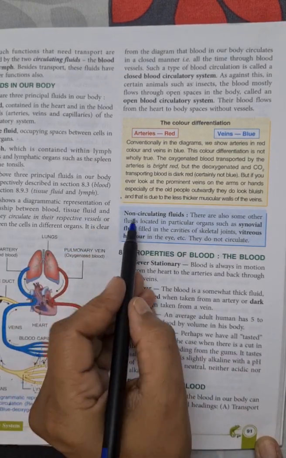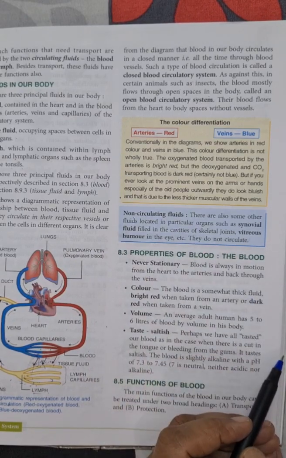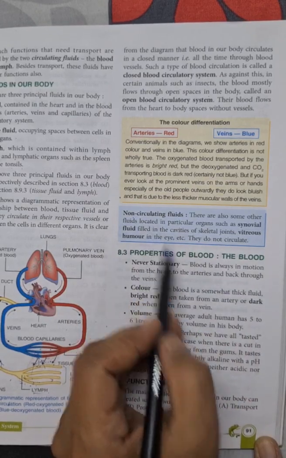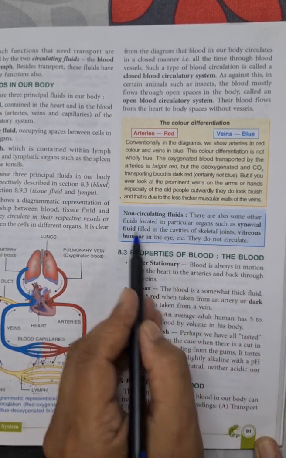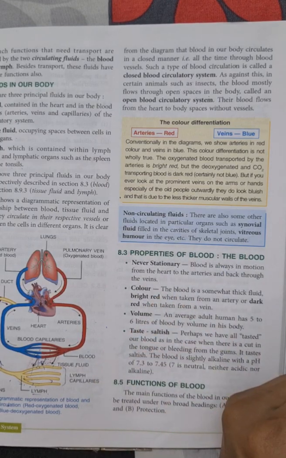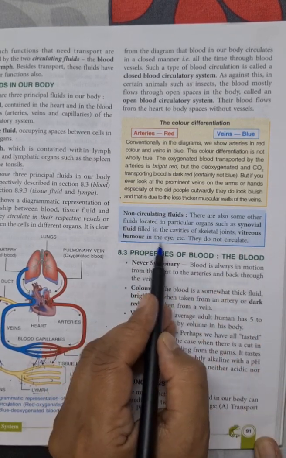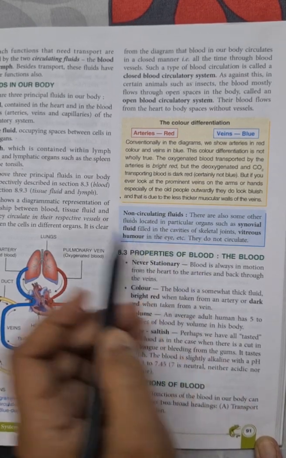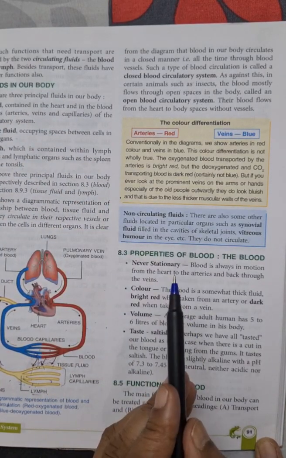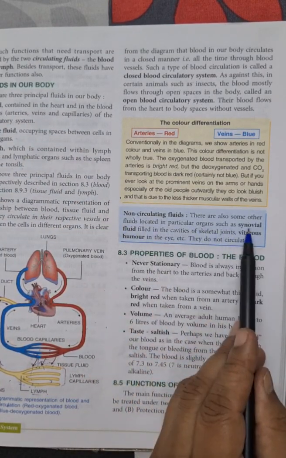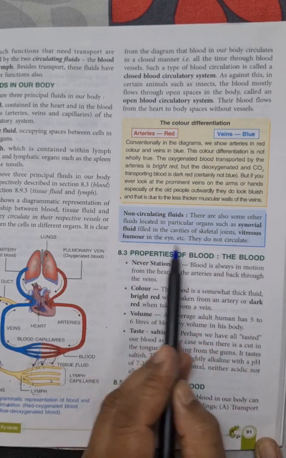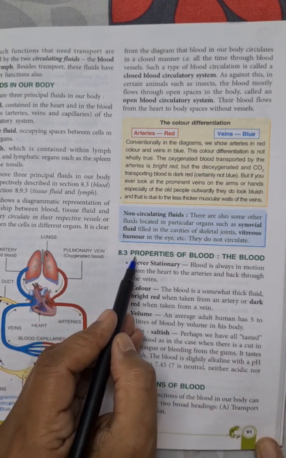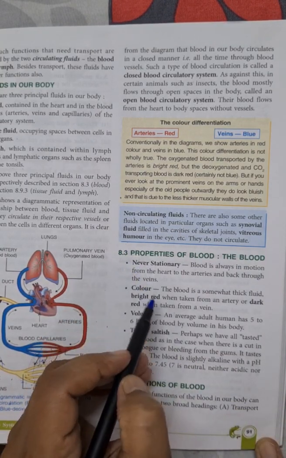Now the next is non-circulating fluids. Non-circulating fluids means the fluids which are stationary, which are not moving, like synovial fluid present in our synovial joint, and vitreous humor present in the eye, aqueous humor also. They are non-circulating fluids. Important question, beta: circulating fluids are blood and lymph. Non-circulating fluids are stationary, like synovial fluid and vitreous humor in the eye. They do not circulate. Now next we will start with properties of blood.